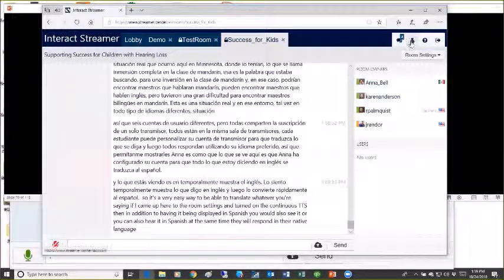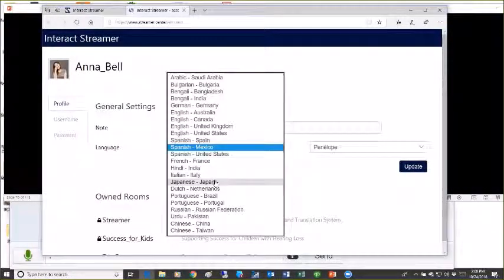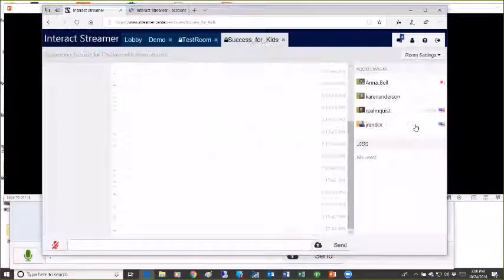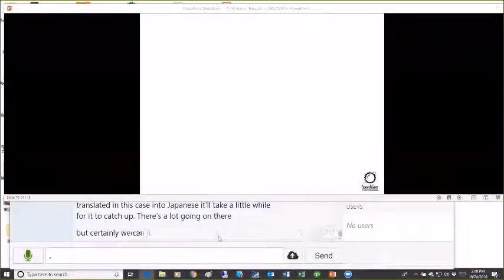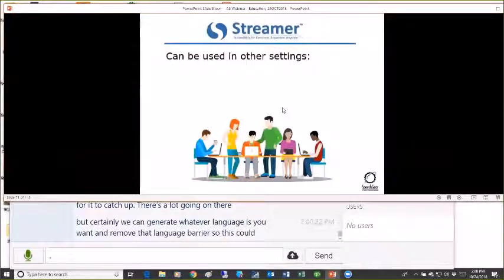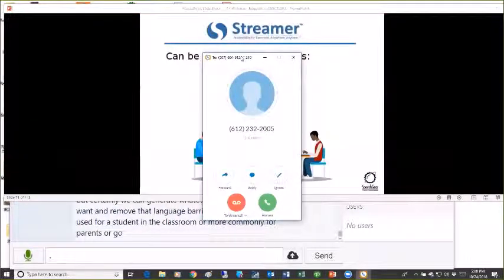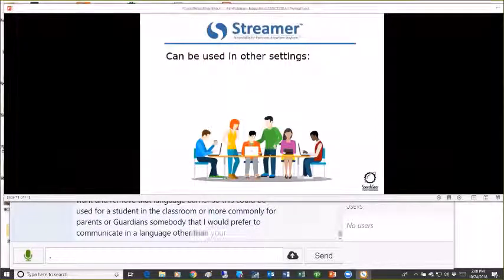and you can do this for lots of different languages. All I'm doing is coming up to the top here, selecting whatever language I want. For example, if I want to go to Japanese, I can do that, and when this reboots, everything is going to be translated, in this case, into Japanese. It'll take a little while for it to catch up. There's a lot going on there. But certainly we can generate whatever languages you want and remove that language barrier. So this could be used for a student in the classroom, or more commonly for parents or guardians, somebody that would prefer to communicate in a language other than yours.